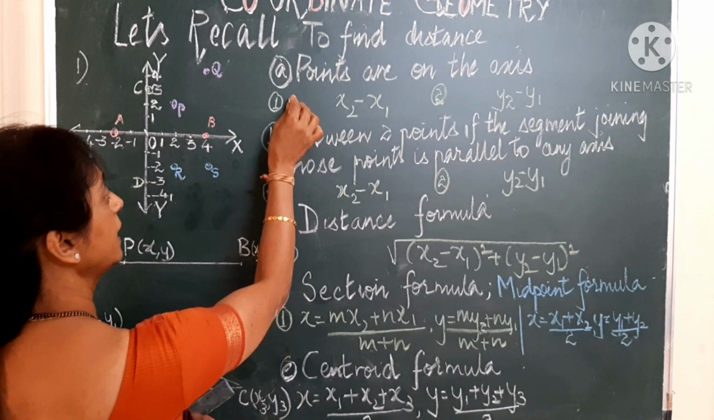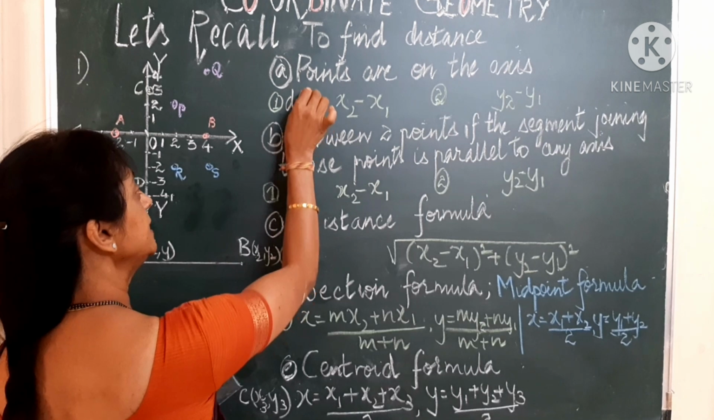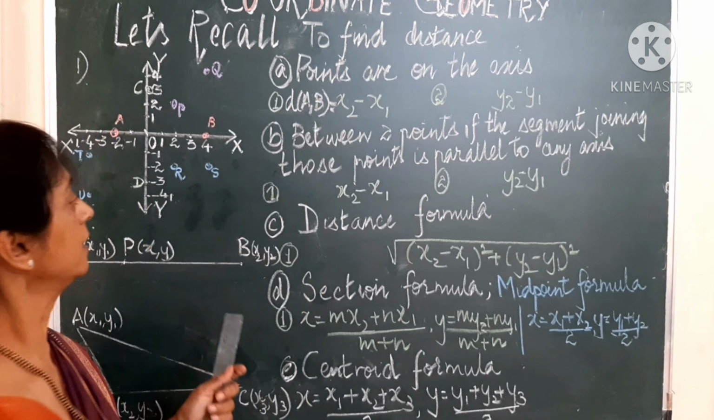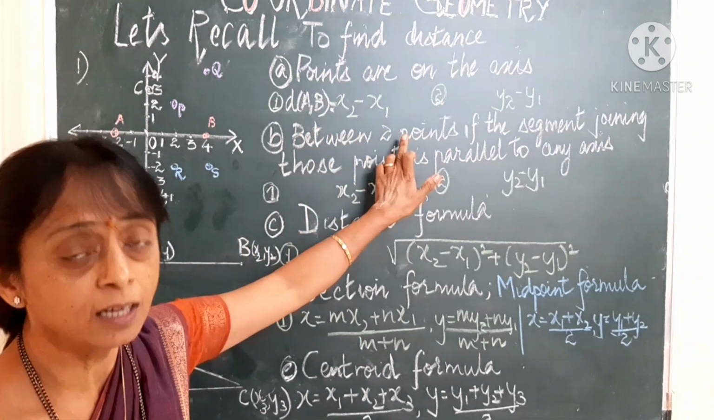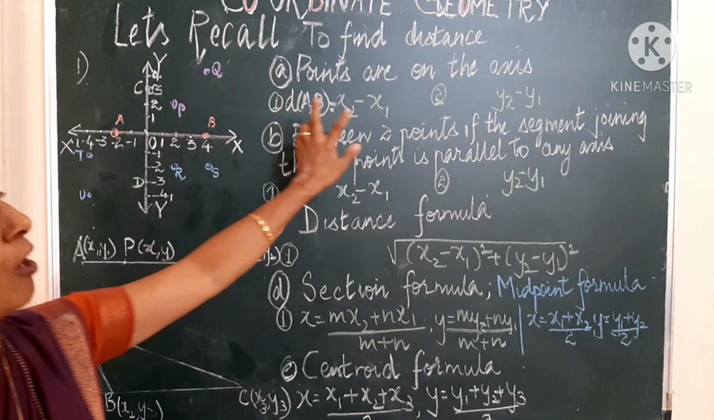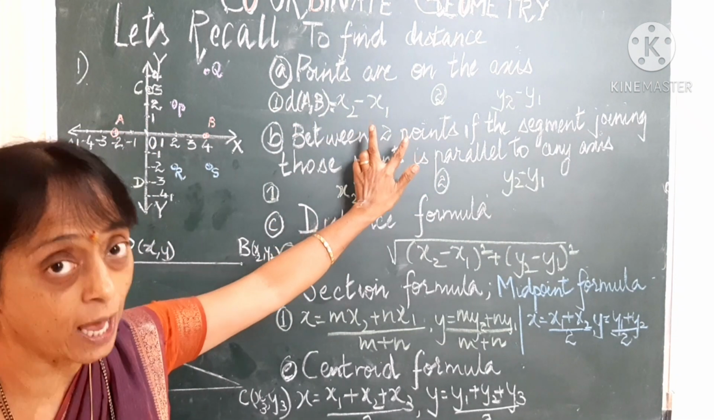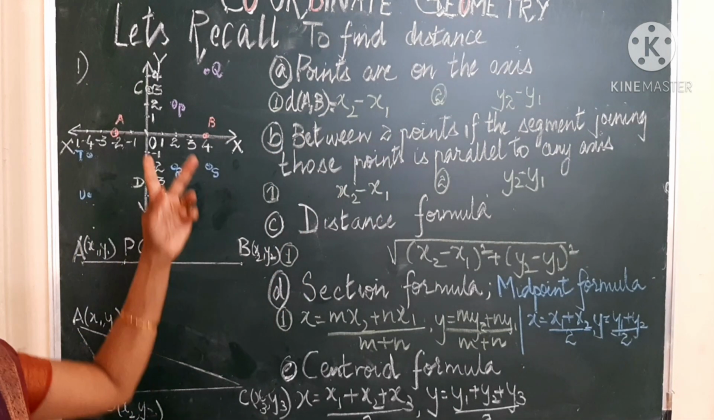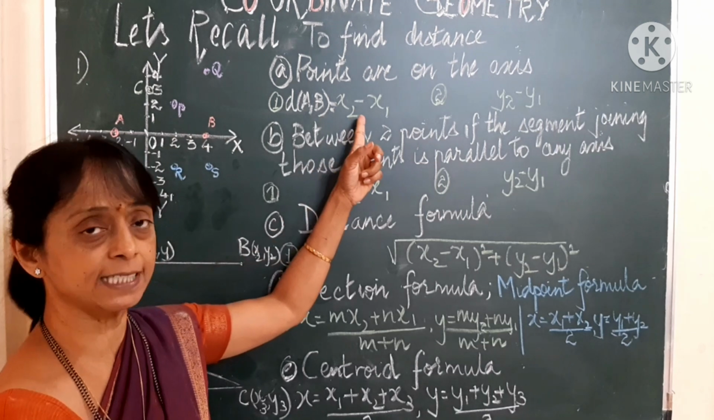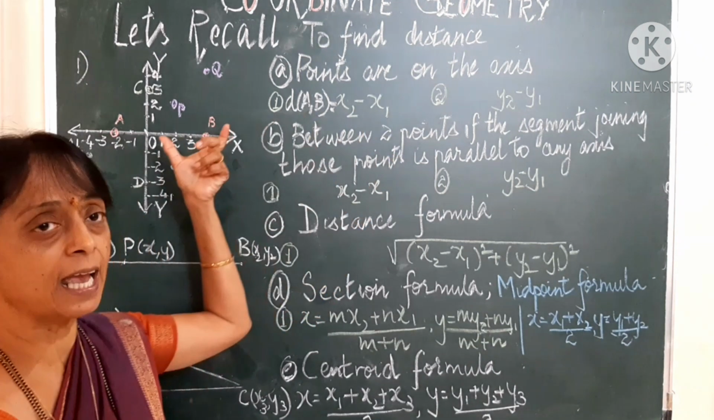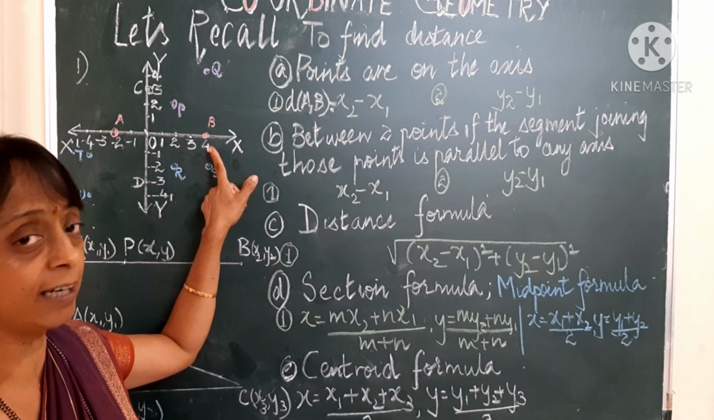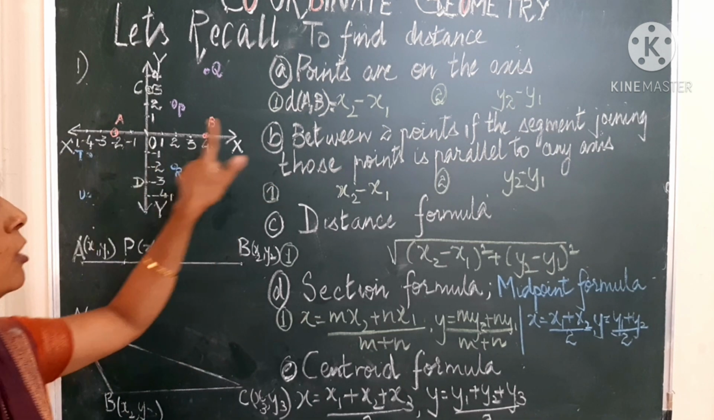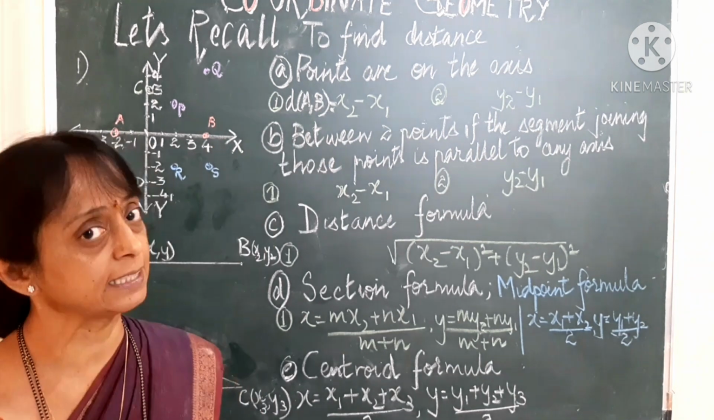So how did we calculate distance AB? Distance AB was given by the formula taking the difference of the x coordinates. Why? Because the points are lying on the x-axis, so their y coordinates are 0. So we just take the difference between the x coordinates, that is, the larger coordinate minus the smaller coordinate will give us distance AB.